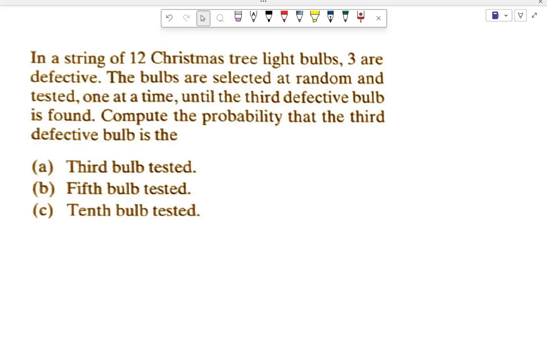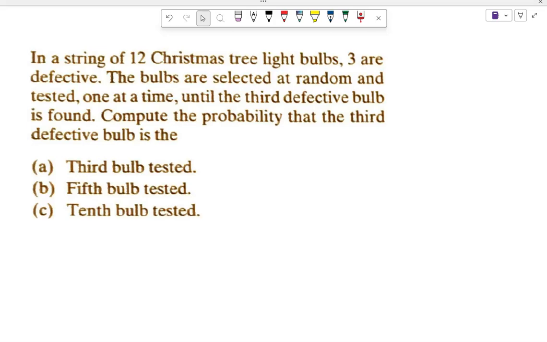So notice that the reason why this is in the conditional probability section is because once you pick a bulb, are you going to pick it again? No. So say the first one was not defective, you still had 3 defectives in the lot, but you only have 11 to choose from next, right? So it changed the sample space because you're pulling them out one at a time. So we want the third defective bulb to be the third one tested. Let's do A first, so that one's a little bit more straightforward. B and C require a little bit more thought.